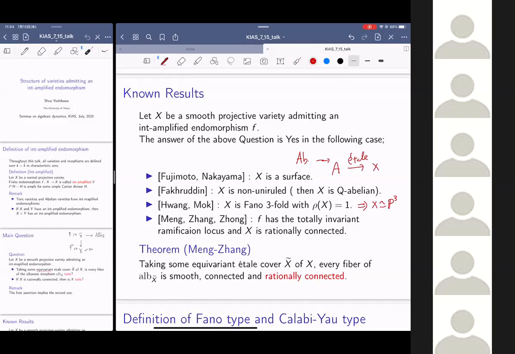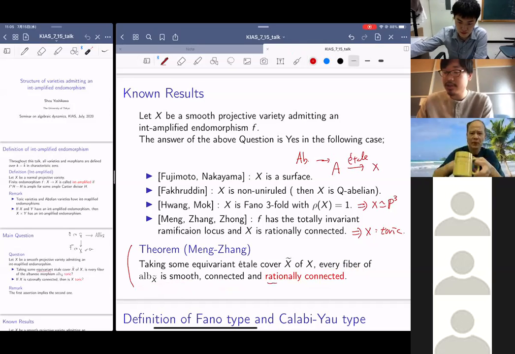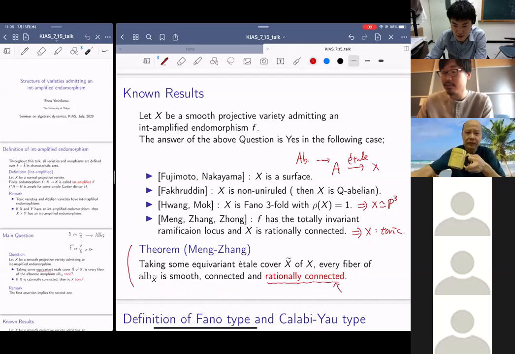Next, Professor Meng, Professor Zhang and Professor Zong proved that if F has a totally invariant ramification locus and X is rationally connected, then X is toric. And Professor Meng and Professor Zhang proved that, taking some equivariant étale cover X tilde of X, every fiber of the Albanese morphism is smooth, connected, and rationally connected. In this talk, I introduce a stronger version of this theorem. Indeed, we replace the property rationally connected with Fano type.